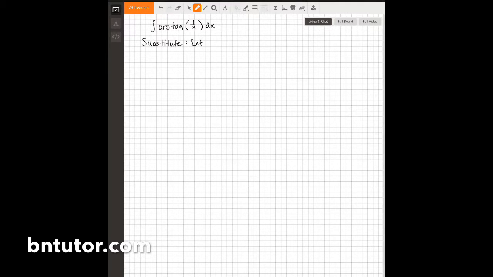Suppose that we let theta be equal to the arctangent of 1 over x. Arctangent of 1 over x means draw me an angle whose tangent is 1 over x. So we'll go ahead and draw that angle as part of a right triangle. The tangent, being the opposite side over the adjacent side, is 1 over x. So the opposite side is 1 and the adjacent side is x.